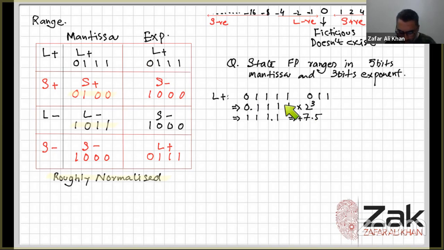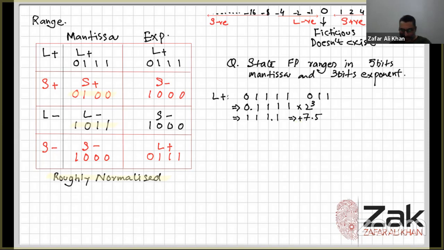Now let's start solving it. It is 3. So 0.1111 into 2 to power 3, and we move the point towards the right 3 times. This will become 7.5. So in 5 bits mantissa and 3 bits exponent, plus 7.5 is the largest positive number that we can save.